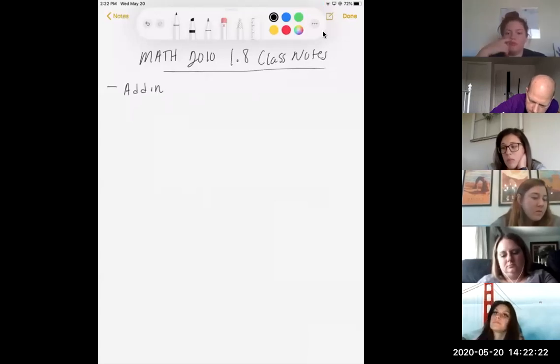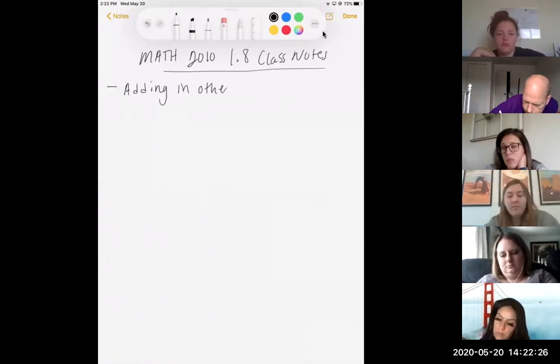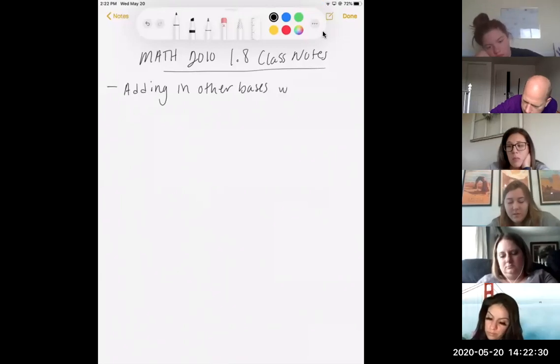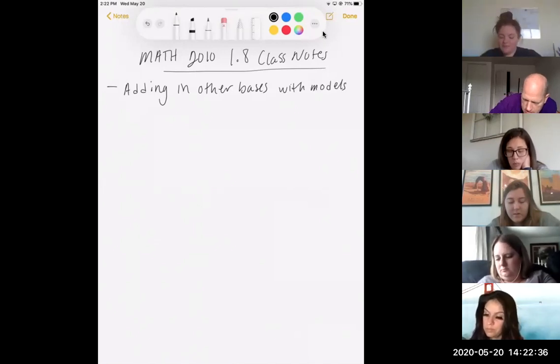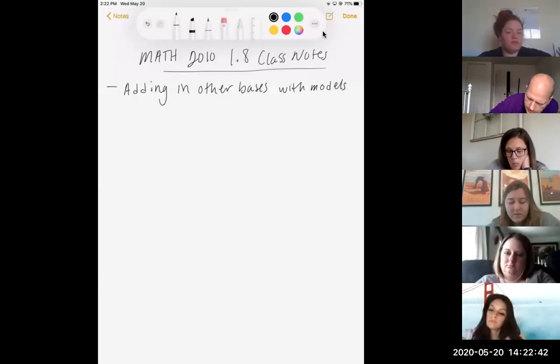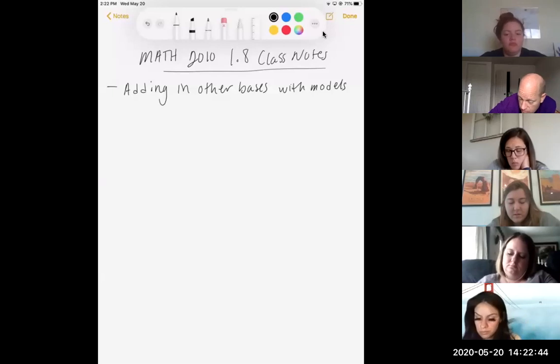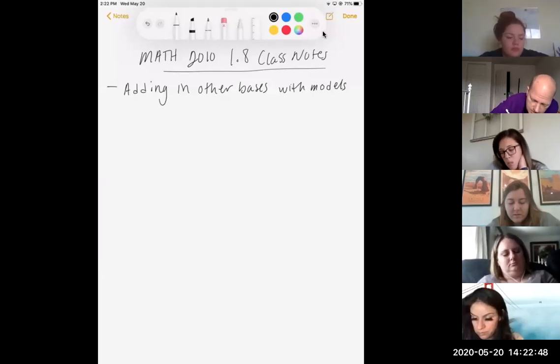So we're adding in other bases with models. Okay, we're going to just stick with models, chip models, and base block models. It gets fun when you do it more abstractly, but I don't think that's in the course. But anyway, let's start with an example.